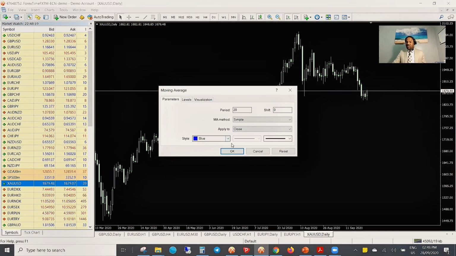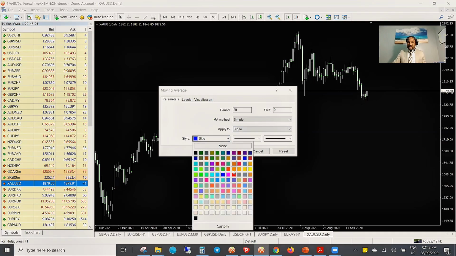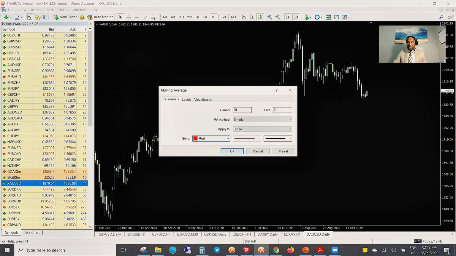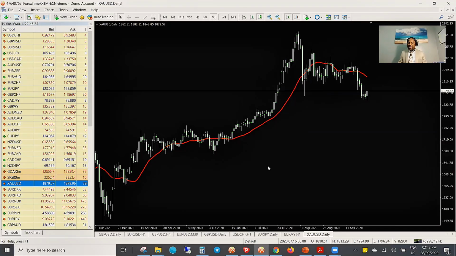Style is just color. So you can choose any color. Color doesn't add to the calculator's price computation. Then thickness. You want the line to be thick because it's going to draw a line. So let's make the line a little thick. All right. So then you click OK and look at it. Look at the line.